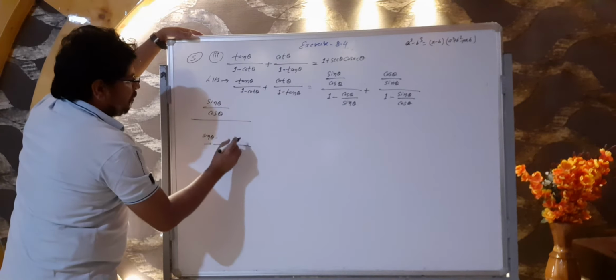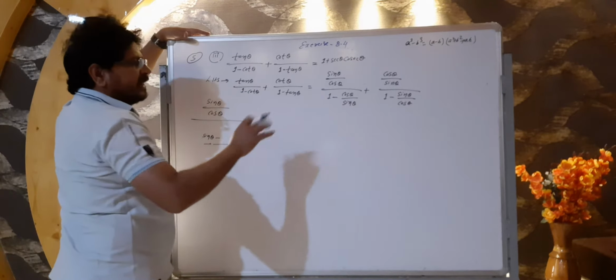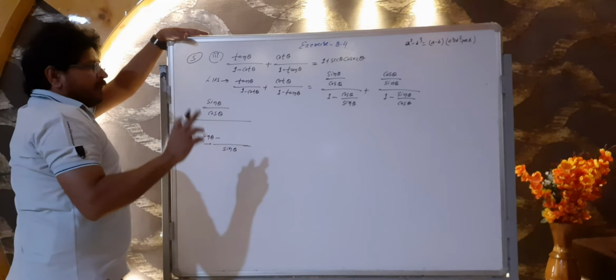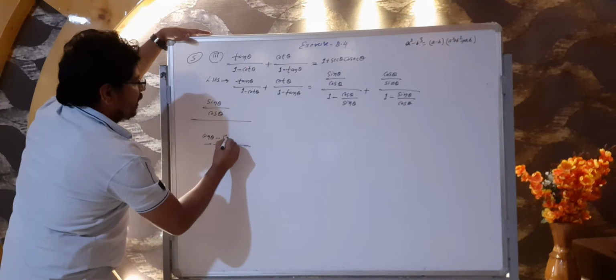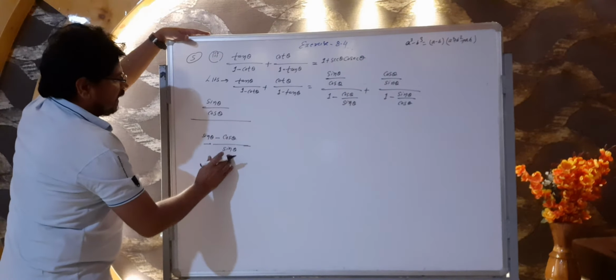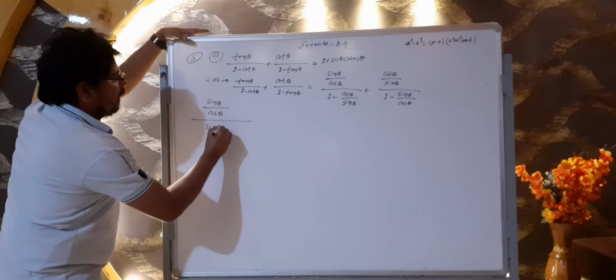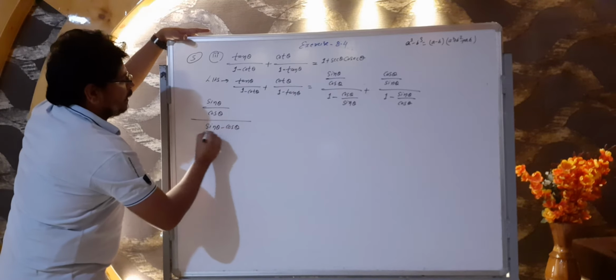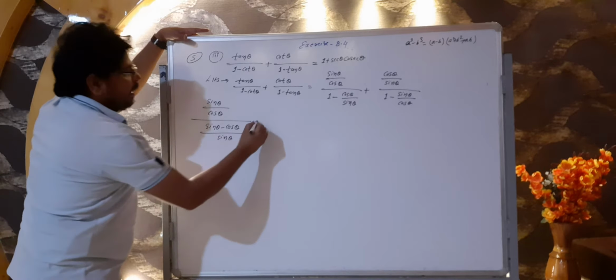Then minus. Now sine theta divided by sine theta will cancel. What remains is 1 multiplied by cos theta, then what will we get? Minus cos theta. Okay, means sine theta minus cos theta upon sine theta. What we got? Sine theta minus cos theta upon sine theta. Okay, plus then plus.